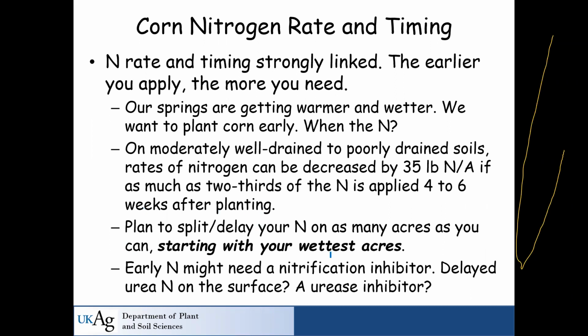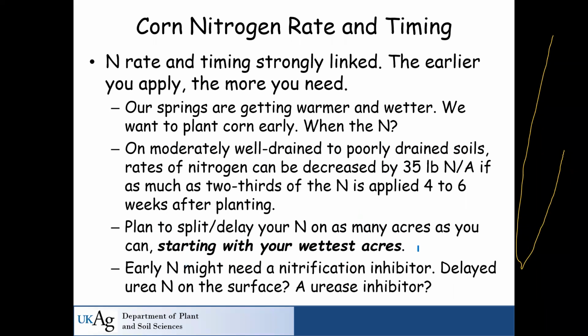If this is something new that you're thinking about doing, I recommend for success that you split or delay your N on as many acres as you can, but start with your wettest acres. Those are the ones where we see the greatest benefit to this practice. So if you've got a range in soil drainage in fields, start with the fields that are dominated by these more poorly drained or somewhat poorly drained soils, and you're planting corn on them. Think about split applying nitrogen to those.